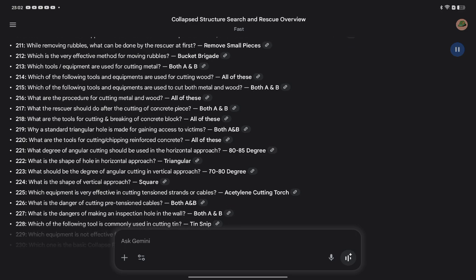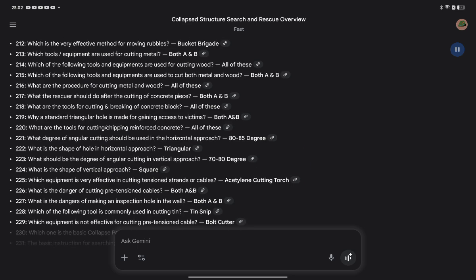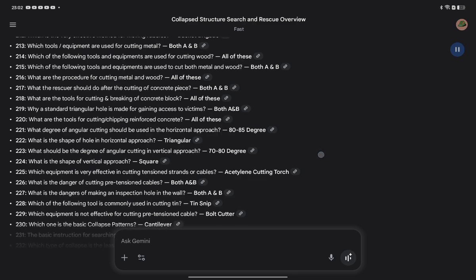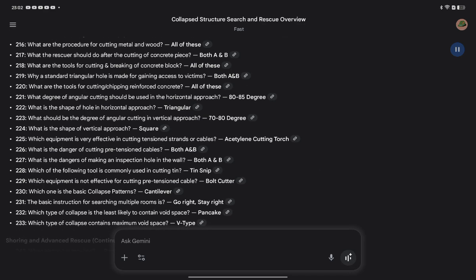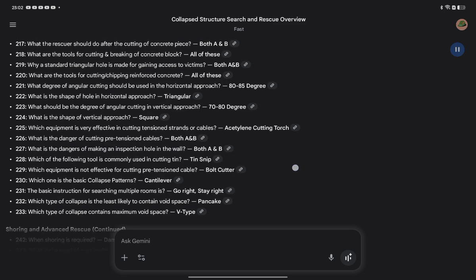212. Which is the very effective method for moving rubbles? Bucket brigade. 213. Which tools/equipment are used for cutting metal? Both A and B. 214. Which of the following tools and equipments are used for cutting wood? All of these. 215. Which of the following tools and equipments are used to cut both metal and wood? Both A and B. 216. What are the procedure for cutting metal and wood? All of these. 217. What the rescuer should do after the cutting of concrete piece? Both A and B.